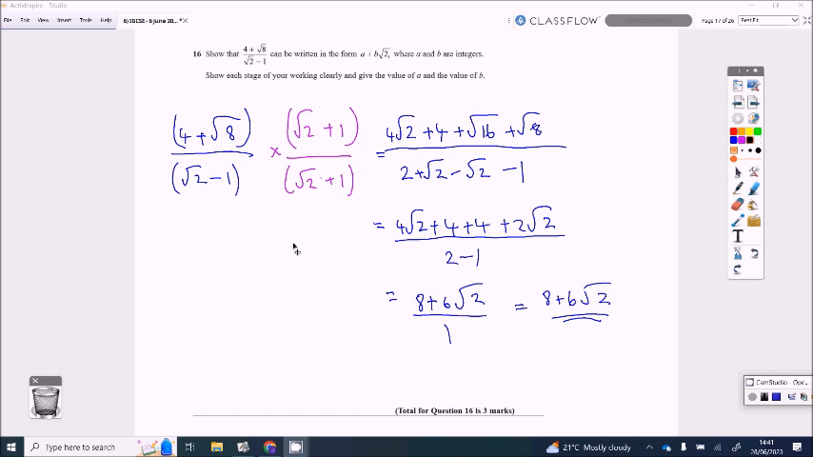So we've now just got pairs of brackets to multiply out. So 4 times root 2 is 4 root 2. 4 times 1 is 4. Root 8 times root 2 is root 16. And root 8 times 1 is root 8. That's 4 terms in the numerator. And on the bottom, root 2 times root 2 is root 4, which is 2. Root 2 times 1 is root 2. Minus 1 times root 2 is minus root 2. Minus 1 times 1 is minus 1.